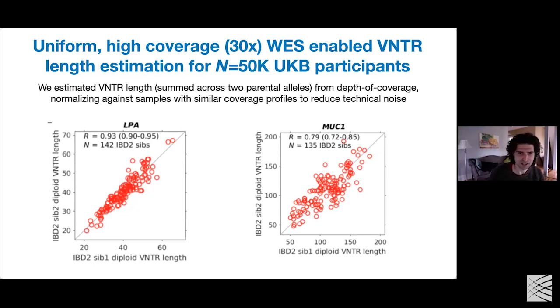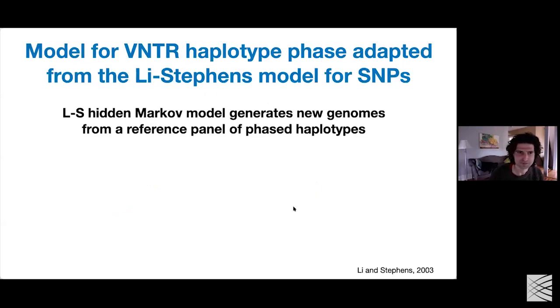Okay, so that's going from whole genome sequencing to whole exome sequencing. What about using haplotype sharing to clean up these noisy estimates? The methods we developed to model VNTR haplotype phase are adapted from the Li and Stephens model for phasing SNPs, so I'm going to start by reviewing that a bit. The heart of the Li and Stephens approach to phasing SNPs is a generative model for constructing new haploid and diploid genomes from a reference panel of known haplotypes.